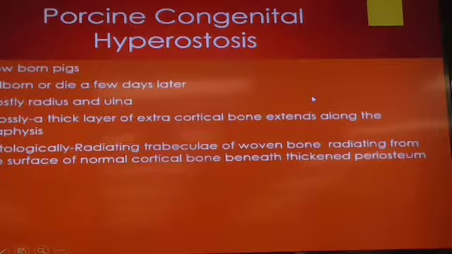The next disease is porcine congenital hyperostosis. And we see this obviously in pigs. And we get them right at birth, stillborn, or they die a few days later. And it typically affects the radius and the ulna. And what we have is a thick layer of extracortical bone. So unlike osteopetrosis where it's a defect in the osteoclast, this occurs where you just have continuous bony proliferation. So they have thickened legs, thickened limbs because we have excess bone formation in those periosteal regions.